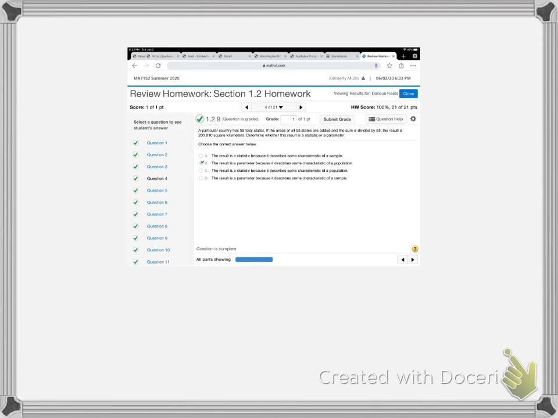Here's another one. We have a particular country with 55 states. If areas of all 55 states are added, notice that we're taking all of the states. If we were just dealing with 2 or 3 or 50 of them, then it would be a statistic. But because we are collecting the areas from all 55, we know that we're dealing with the entire population, and here the measurement would be a parameter. So parameter goes with population.